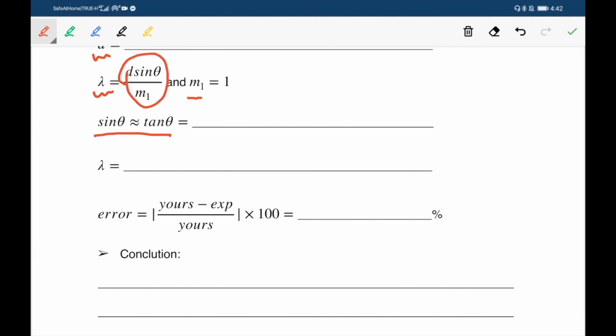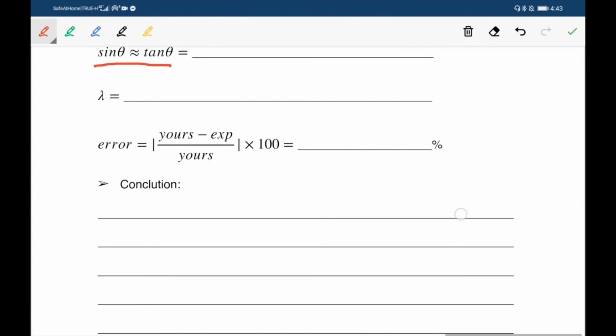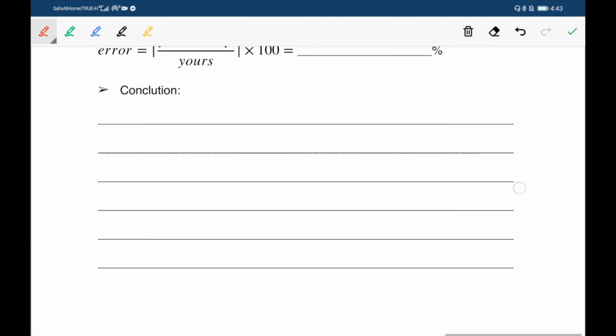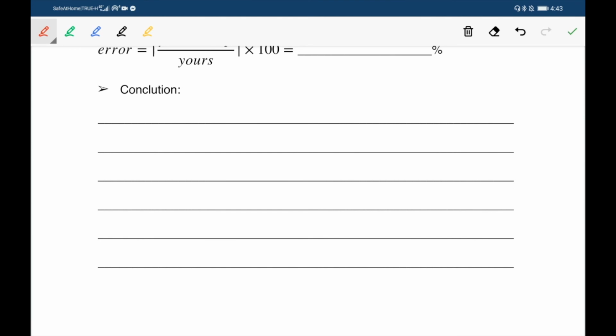Then you need to write down your calculation process. Then you get the wavelength of the neon laser. After that, you need to compare your result with the expected result. Then you need to write several sentences for your conclusion. So this is all of the theory part. Thank you.